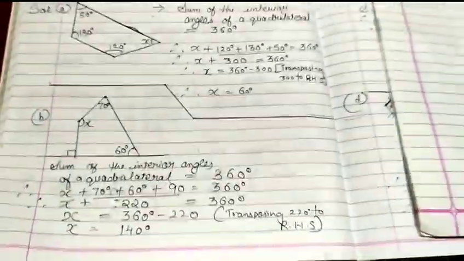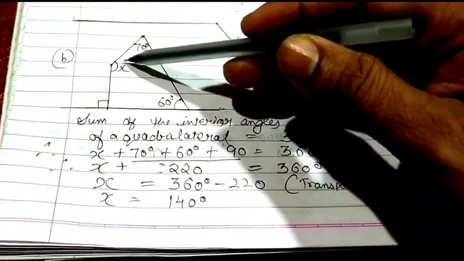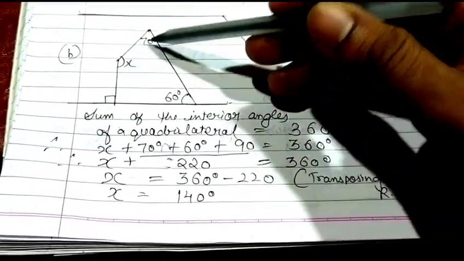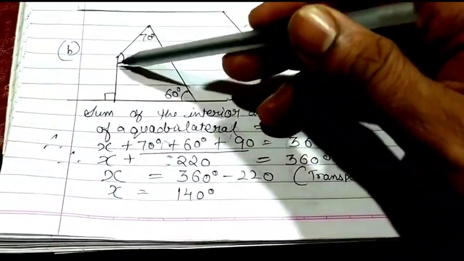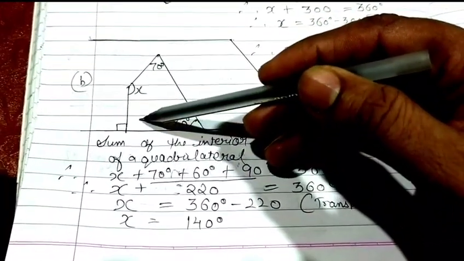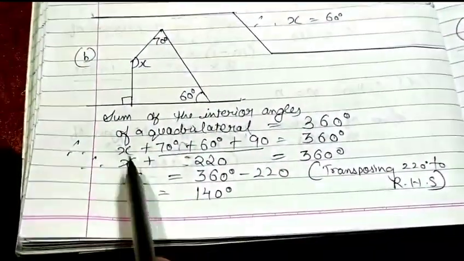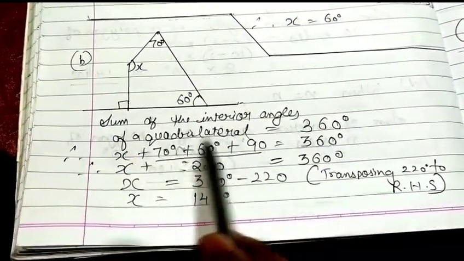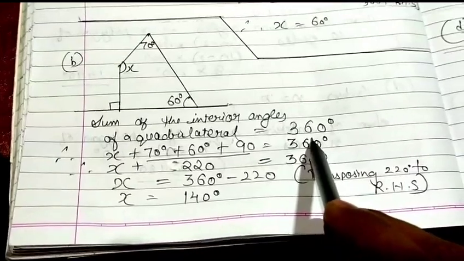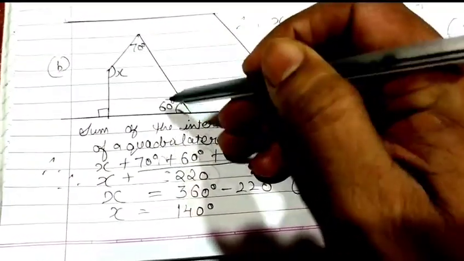Now let us see another sum. Here also one kind of figure is there. Quadrilateral, only 4 angles are there. 4-sided figure: 1, 2, 3, 4. Now in which 2 values are missing. Only 2 angles are given. So first of all you write down the sum of the interior angles of a quadrilateral. As you all know, it is 360. Then write down x plus 70 plus 60.